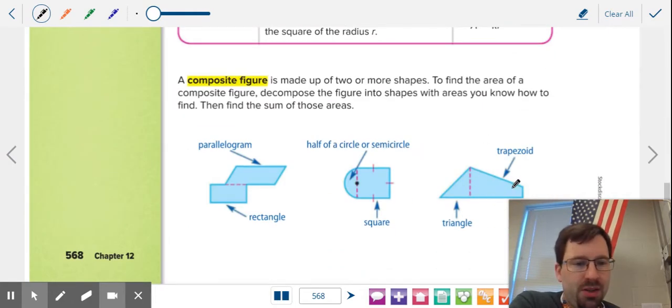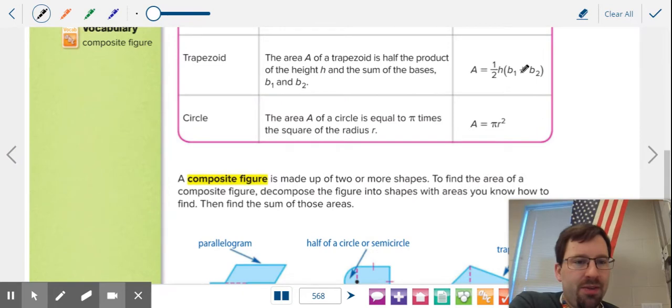Then we have trapezoid, and that's kind of a funky one. Trapezoids have one set of parallel sides, and the other two sides can't be parallel. It's a four-sided figure. You take half the height, and the height connects the parallel sides. Then you multiply it by the bases put together. So here's base 1, here's base 2, add them together. Taking half of the bases put together is averaging the bases. Then you multiply by the height.